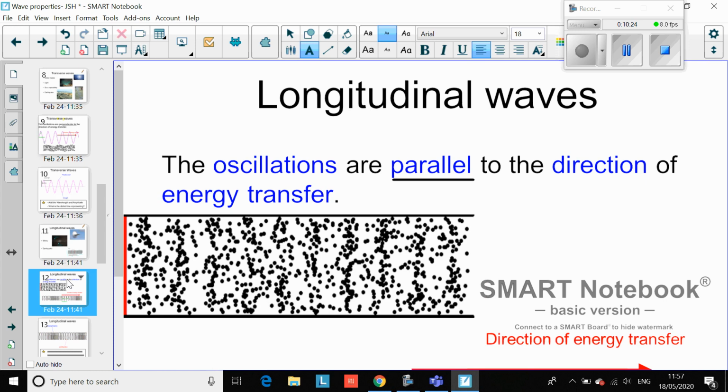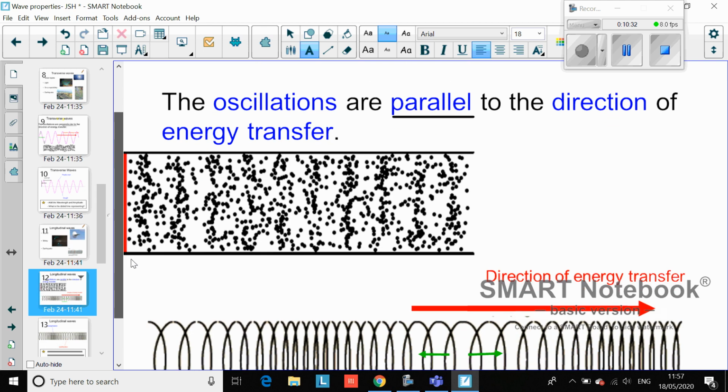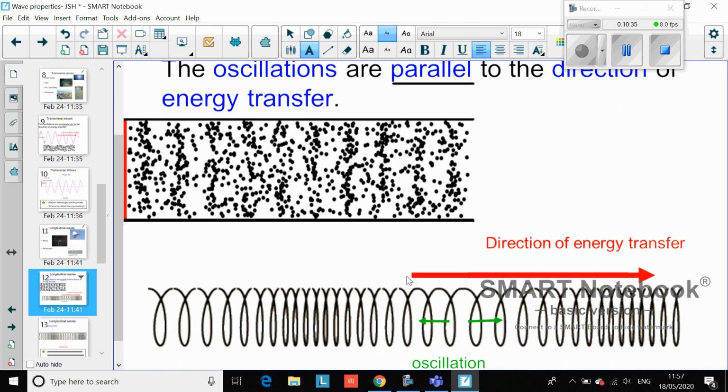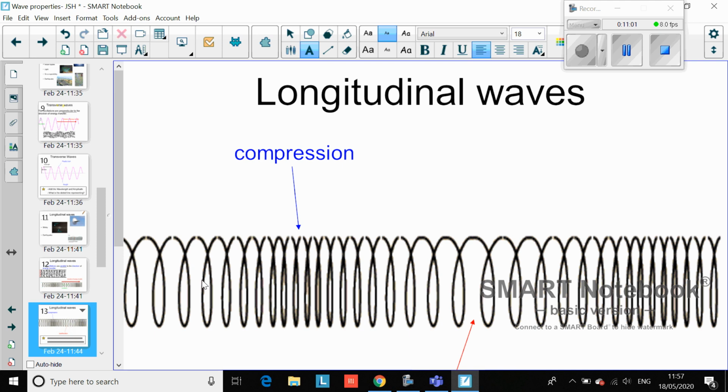And the way longitudinal waves work is the oscillations are parallel to the direction of energy transfer. What that means is the wave might be traveling in this direction. So you can see here with the red arrow, it's traveling in this direction. But the oscillations are back and forth like that. Not up and down like a transverse wave, but kind of back and forth like that. So again, if you didn't get that, you're going to need to label it up now. So you'll need a diagram that looks a bit like this.